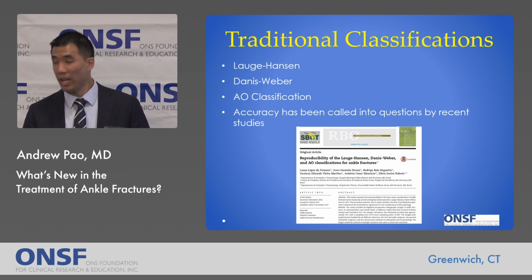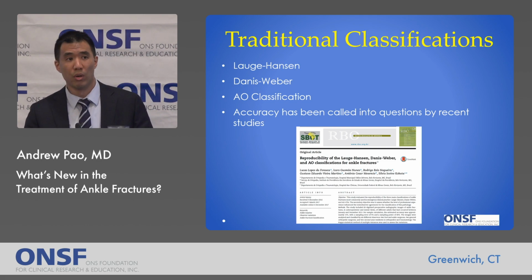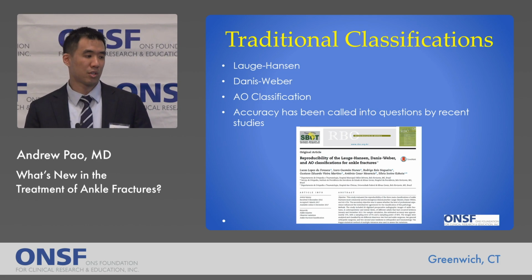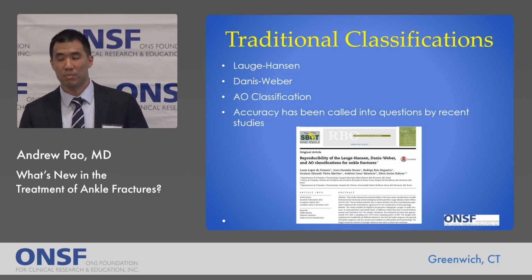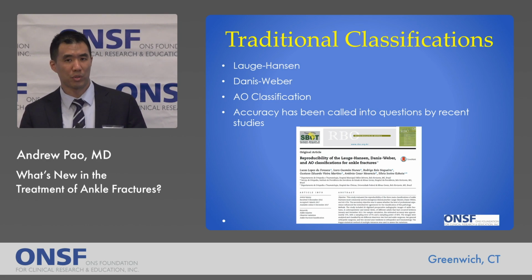So, traditional classifications: most of us are quite familiar with the Lauge-Hansen classification, the Weber classification, and the AO classification. Lauge-Hansen, as we all know, is based on the position of the foot during the injury and the mechanism or direction of the force applied to the foot, such as supination external rotation or pronation external rotation. The Weber classification is based on the level of the fibula fracture, whether it's below the ankle, right at the ankle joint and the syndesmosis, or above. And the AO classification focuses more on the location of the fracture and the amount of comminution.